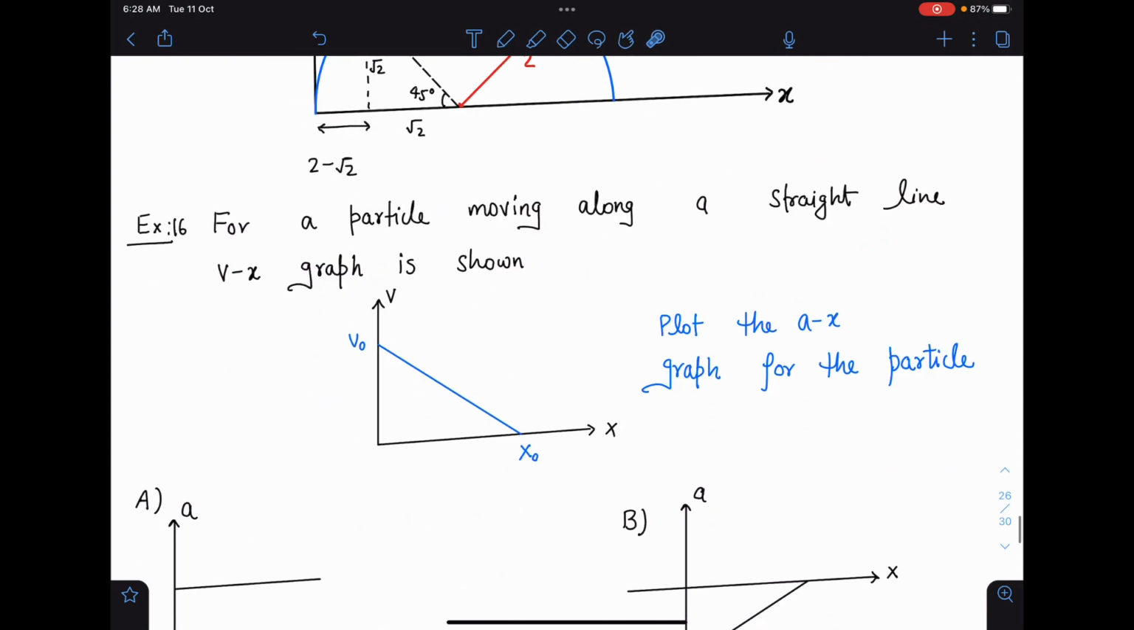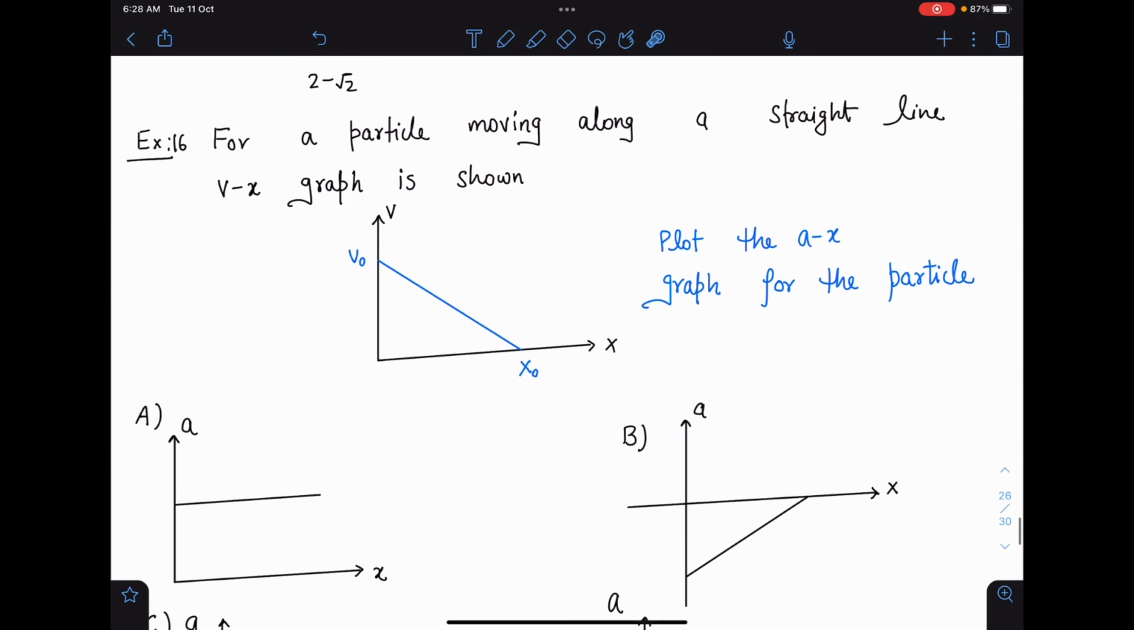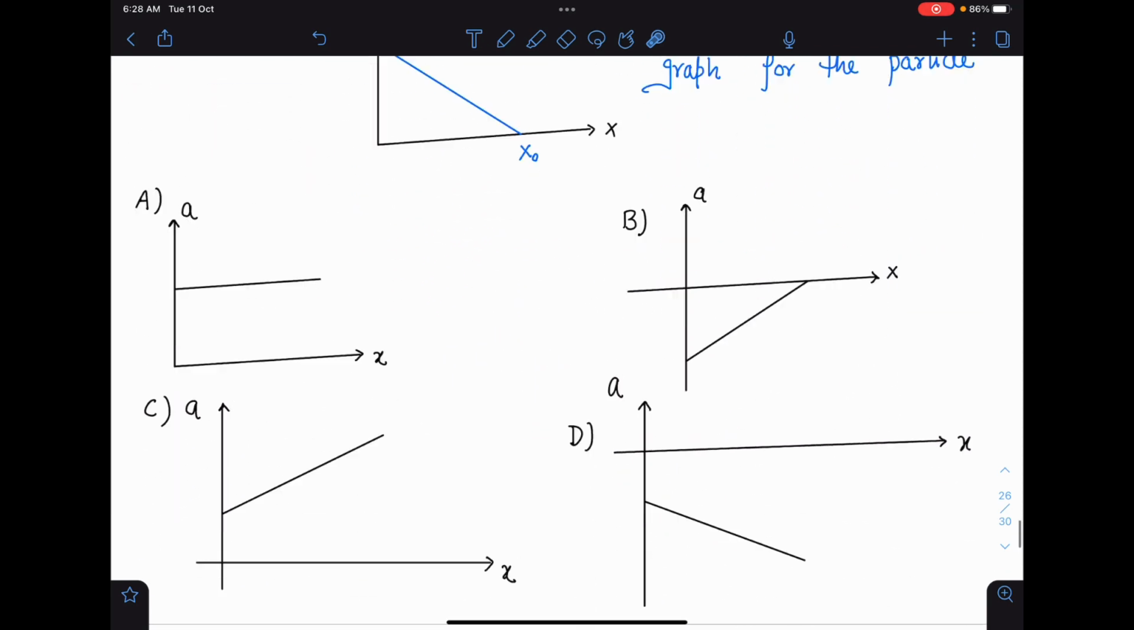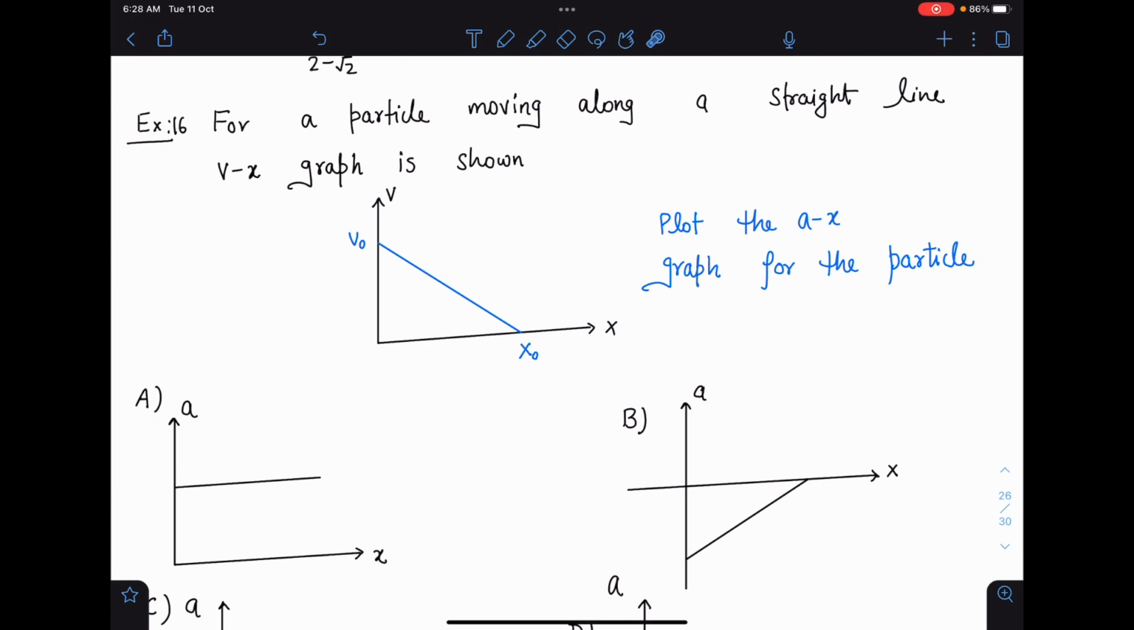Now in the next part, for example, for a particle moving along a straight line, the V-x graph is shown. So you can see here, this is a V-x graph, a straight line. This is, by the way, a JEE Advanced problem. So we have to plot its A-x graph. First, we can use V by V naught plus X by X naught equal to 1 as the equation of a straight line.